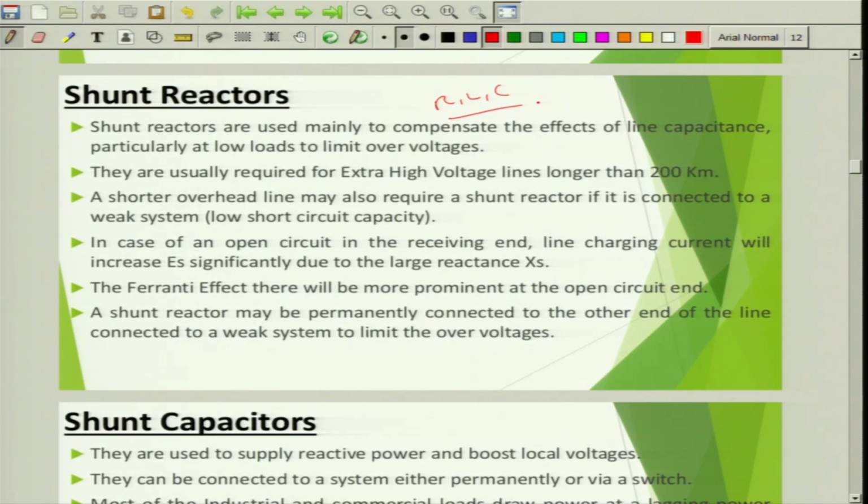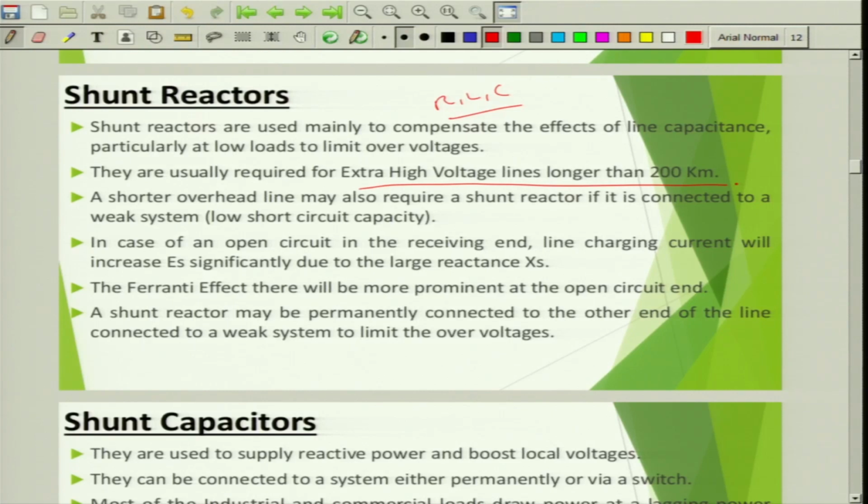If C is high because of the Ferranti effect, then you need to have some device which can consume the reactive power, and the shunt reactors are brought into place. So they are usually required for extra high voltage lines longer than 200 kilometers, because that is where the Ferranti effect is more prominently seen. Yes. So a shorter overhead line may also require a shunt reactor if it is connected to a weak system. If the bus is weak, and if due to some reason there is a chance of high voltage at the receiving side, then you may have to adopt this.